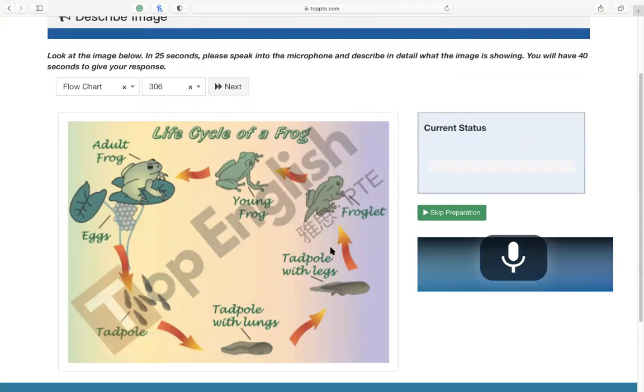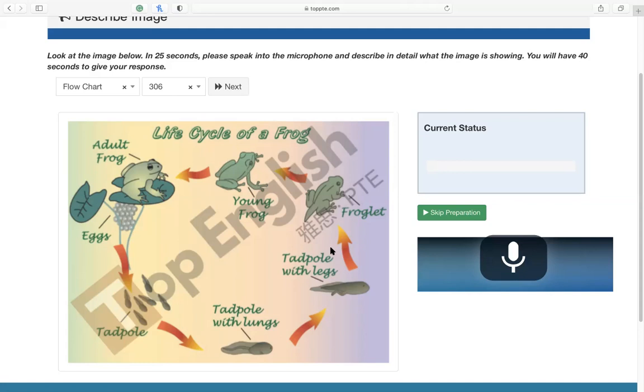This is an interesting image in front of me. Let me have a closer look at the given random picture. The given random picture is a process diagram of a life cycle of a frog. First, the adult frog lays eggs on a leaf, and these eggs become smaller tadpoles, which are elongated in shape. Then the tadpole becomes a tadpole with lungs after a certain amount of time. After the lungs develop, the tadpole gets legs. And after the legs develop, the tadpole becomes a froglet.